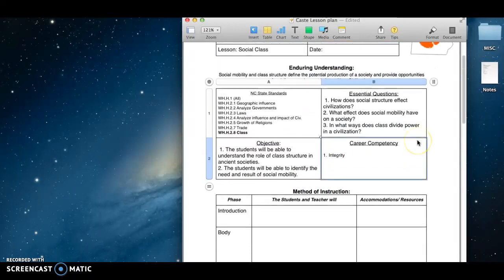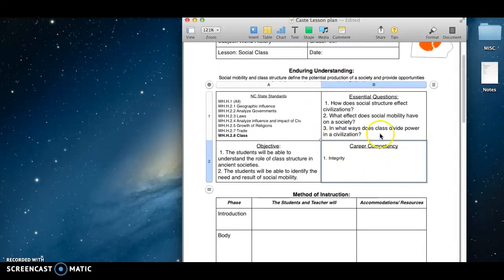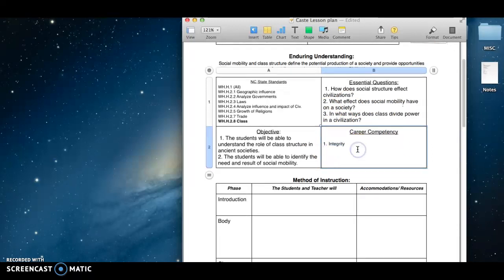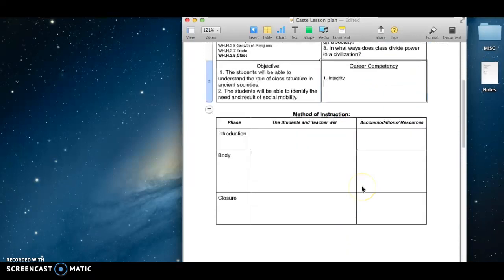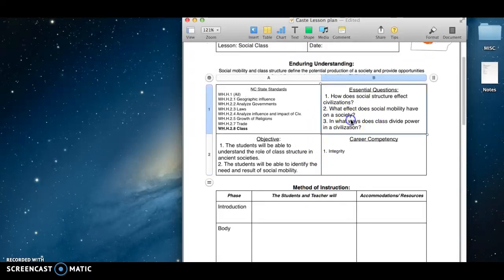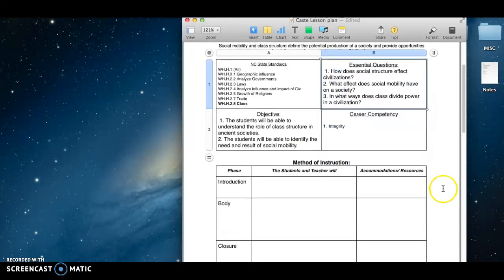This is the new one, this career competency. This is something that will come out in the PLCs, but ideally this is something that you want to integrate within the lesson. All right, so now we need to build the lesson. So there's a lot to talk about here, and the first thing that you want to do is connect to prior knowledge. So what do students need to know about social class, social structure?